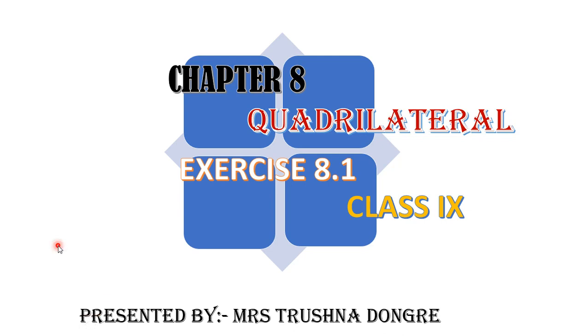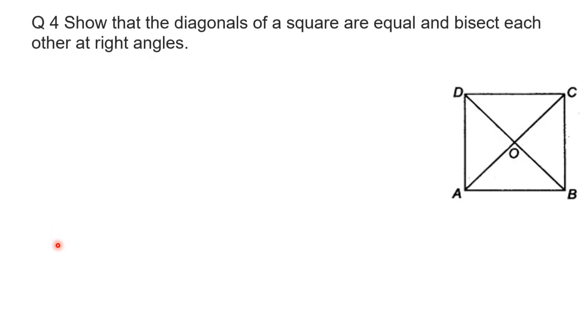Class 9th, chapter number 8, Quadrilaterals, exercise 8.1. In this session, we'll solve two problems of this exercise 8.1. So let the question number 4: show that the diagonals of a square are equal and bisect each other at right angle.